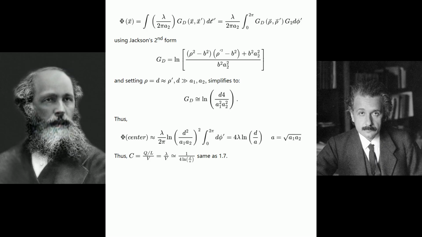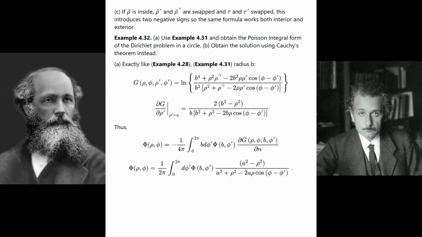Assume uniform line charge density on a sub 2, lambda over 2 pi a sub 2. Then, see the equation. Using Jackson's second form, see the equation shown. And setting rho equals d almost equals rho prime, d is much greater than a sub 1, a sub 2, simplifies to the following. Thus, C equals Q divided by L over V equals lambda over V asymptotically equals 1 over 4 ln of d over a. Same as 1.7. If rho is inside, rho prime and rho double prime are swapped and tau prime swapped. This introduces two negative signs, so the same formula works both interior and exterior.